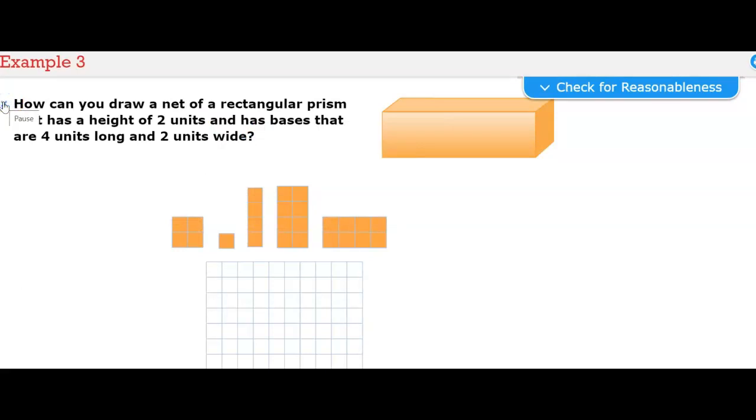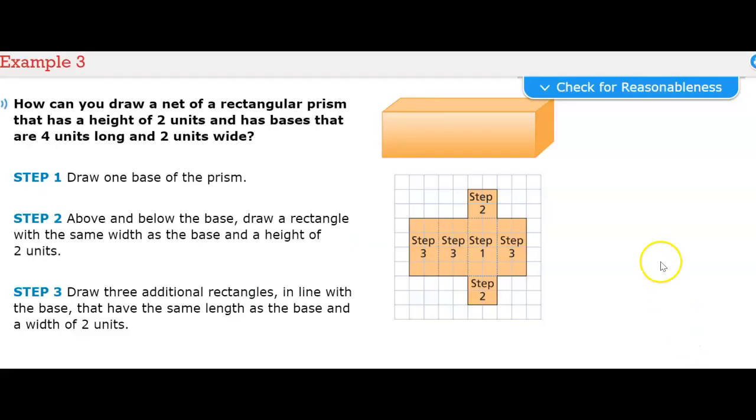How can you draw a net of a rectangular prism that has a height of 2 units and has bases that are 4 units long and 2 units wide? Step 1, draw one base of the prism. So here's step 1, they drew that first base. And then step 2, above and below the base, draw a rectangle with the same width as the base and height of 2 units. So here is the above and below.